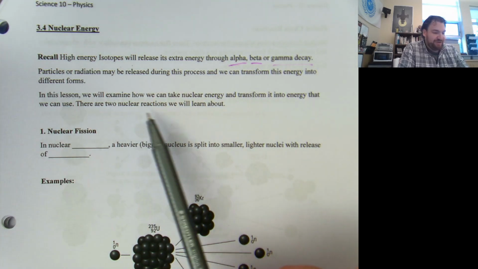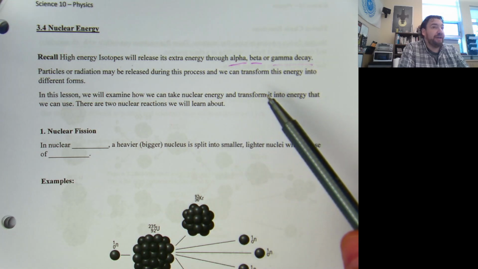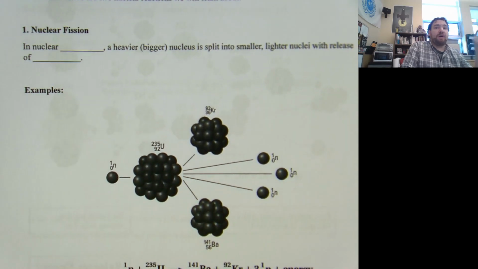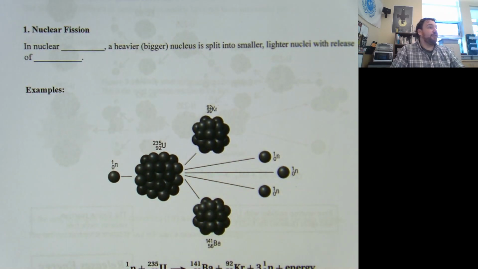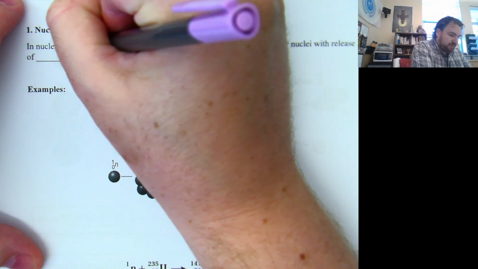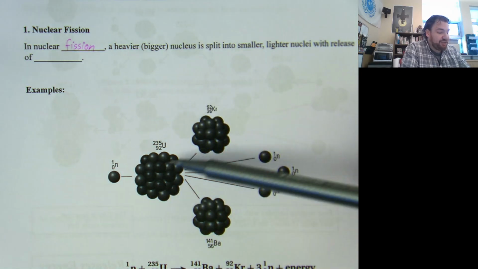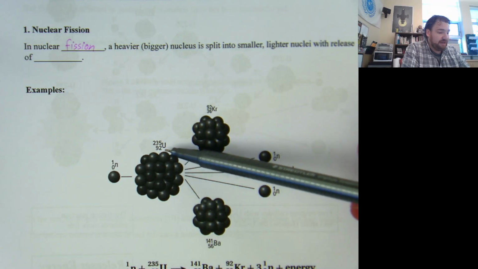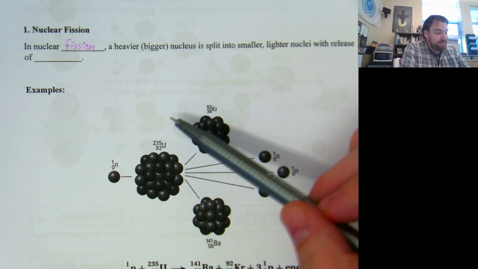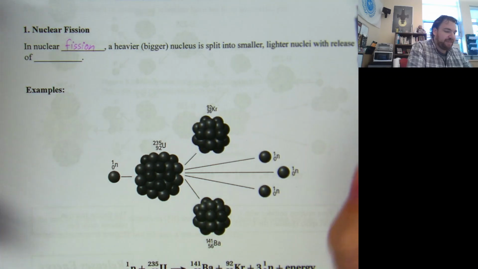In this lesson, we're going to examine how we can take nuclear energy and transform it into energy that we can use. There are two nuclear reactions we're going to look at. The first one is nuclear fission. This one was the first one that we, as a human race, discovered. In nuclear fission, a heavier nucleus, a bigger nucleus, in this case, uranium-235, is the big nucleus that we're going to start with. We have discovered that this nucleus can split into smaller, lighter nuclei with a release of energy.